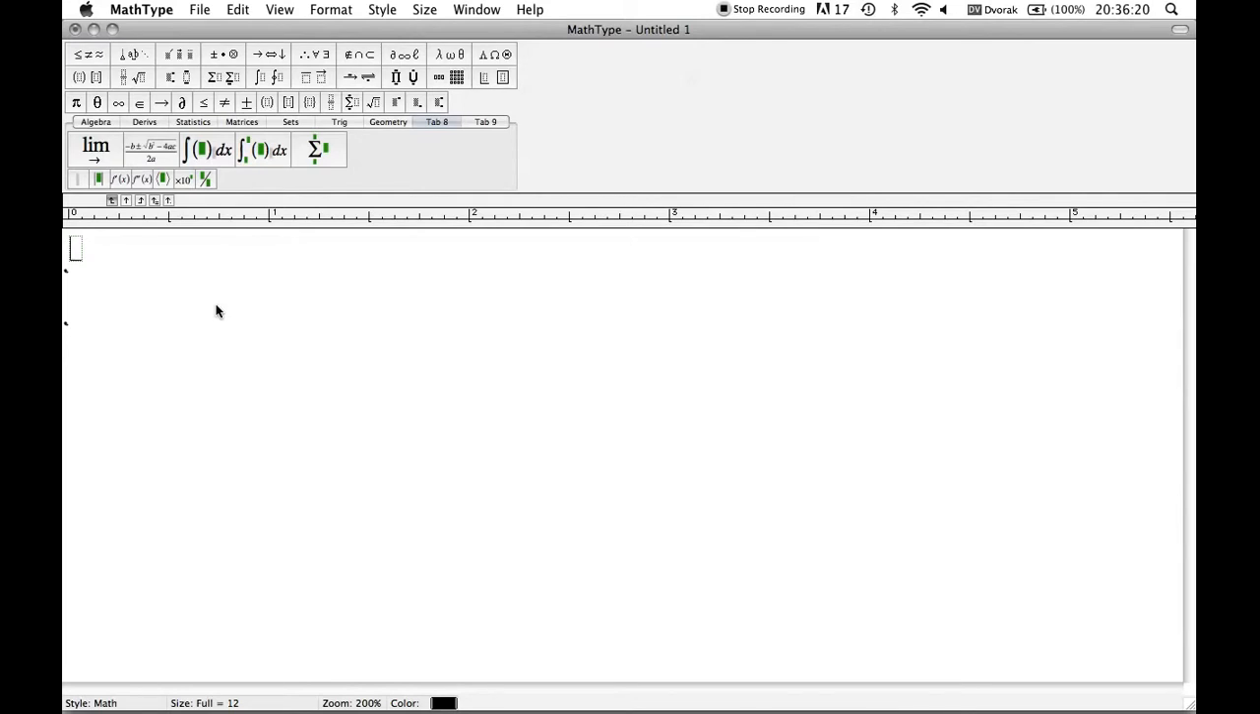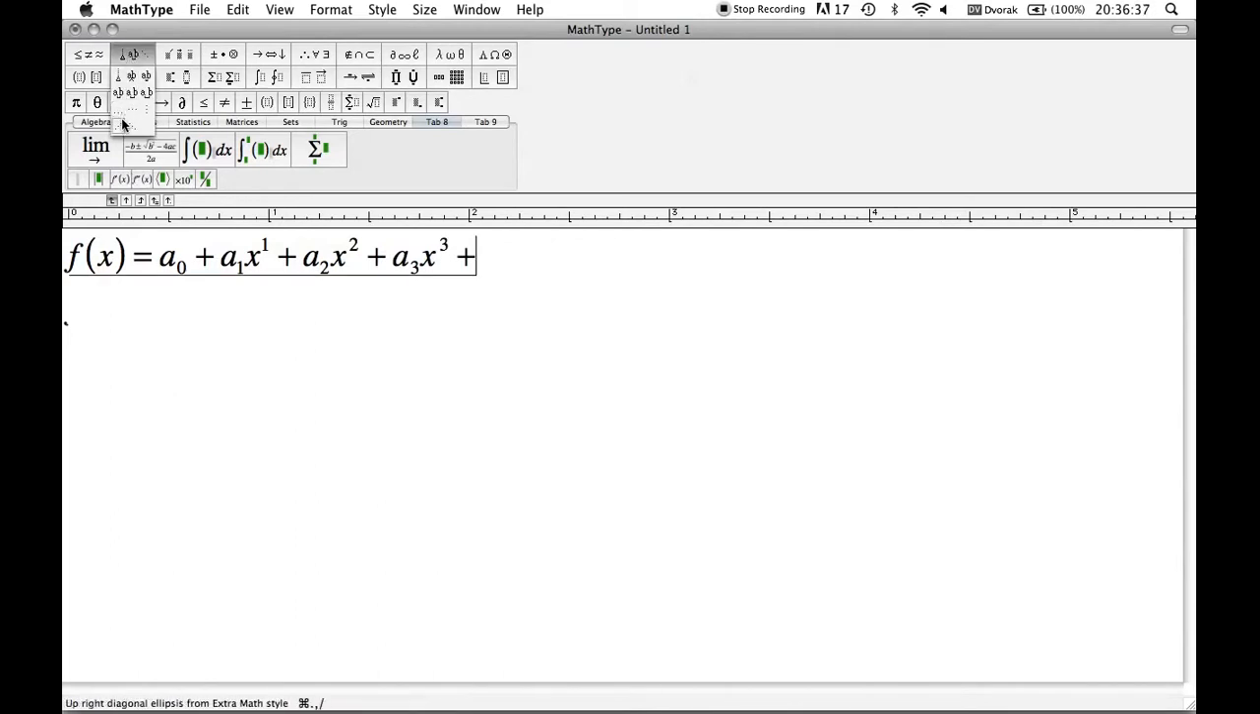A Taylor series is writing a function, f of x, as an infinite polynomial in the form of a naught plus a1 x to the 1 plus a2 x to the 2 plus a3 x to the 3 all the way to infinity. Technically this is called the Maclaurin series, but I'm going to call it a Taylor series.